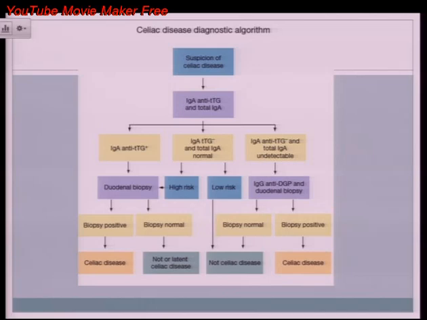So if the TTG is negative and they do have a total IgA which is normal, then you have to see if the patient is high risk for celiac or low risk, and then proceed accordingly. If it's high risk, then you do an endoscopy, do biopsies. If it's low risk, you can tell the patient you don't have celiac disease. If the IgA TTG is negative, but the total IgA level is also low, this is a patient with IgA deficiency, then you have to check the IgG levels and then proceed with biopsies accordingly.